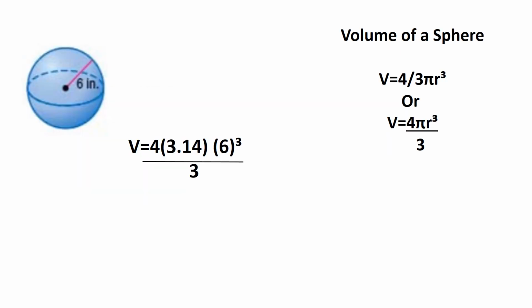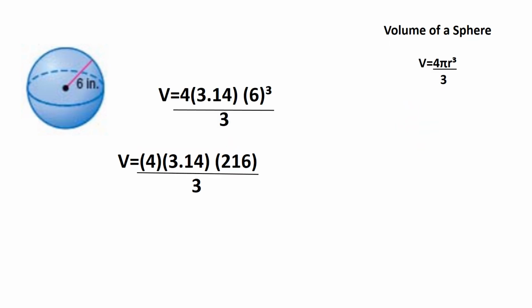So our radius here is 6. We're going to need to take 6, raise it to the power of 3, multiply that times the 4 times the 3.14, and then divide by 3. 6 cubed was 216. Once you complete all the multiplication in the numerator, you're going to take that answer and divide it by 3. And then once your answer is rounded to the nearest tenth, that would give you 904.3 inches cubed.